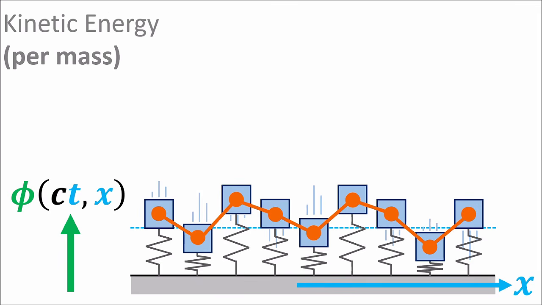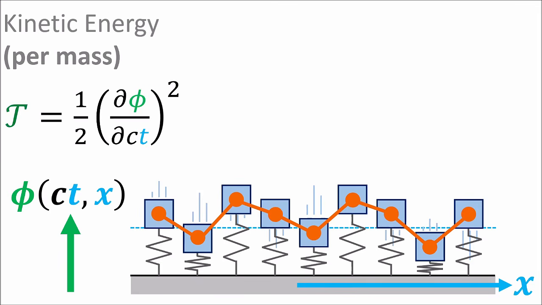The kinetic energy of a specific mass is related to the square of the time derivative of phi of x, which indicates how fast the mass is shaking. Since we'll be working with special relativity, we always put a factor of the speed of light c next to the time t to give units of meters, which puts time on equal footing with space coordinates.